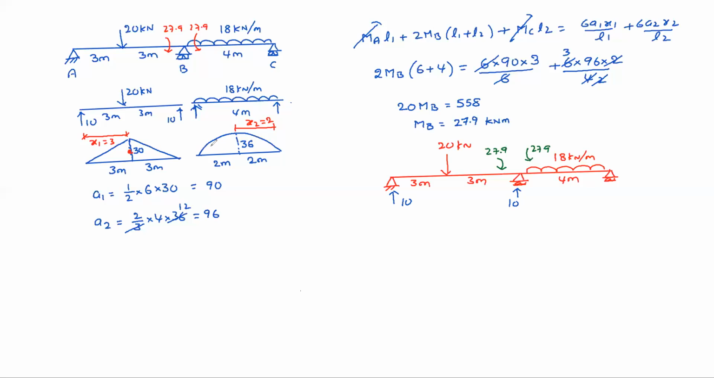Okay. So for 27.9 by 6, how much? Clockwise moment means an anti-clockwise couple like this, 4.65. Similarly here, 18 into 4 is 72, that is 36, 36, and 27.9 by 4, anti-clockwise means clockwise, 6.975.